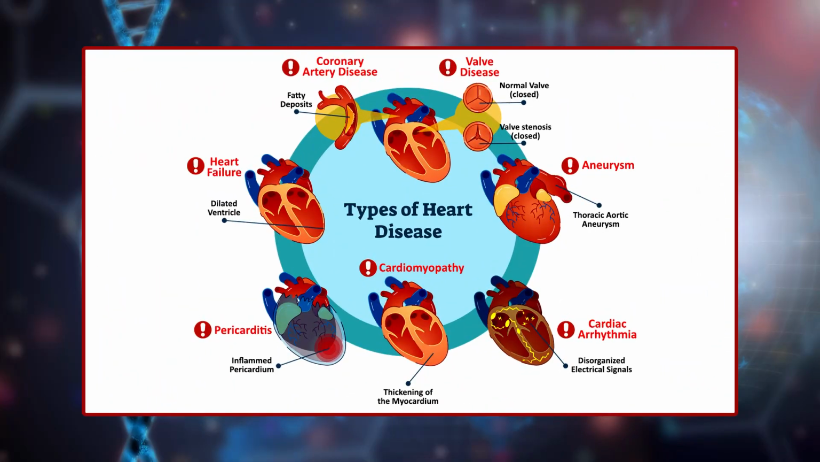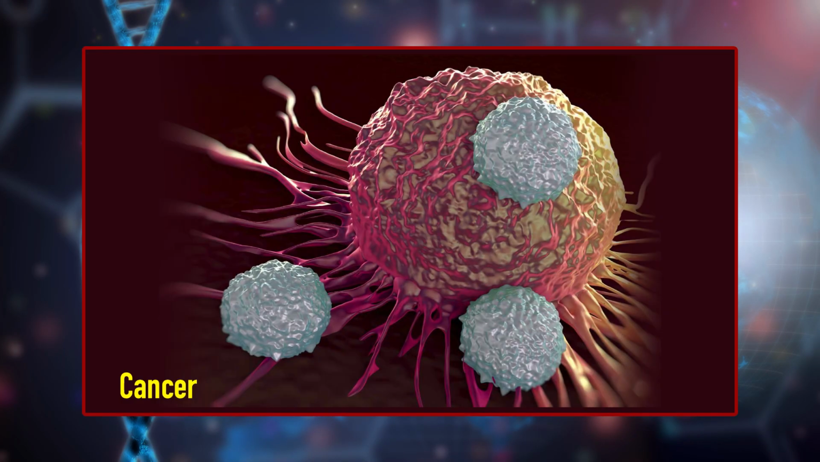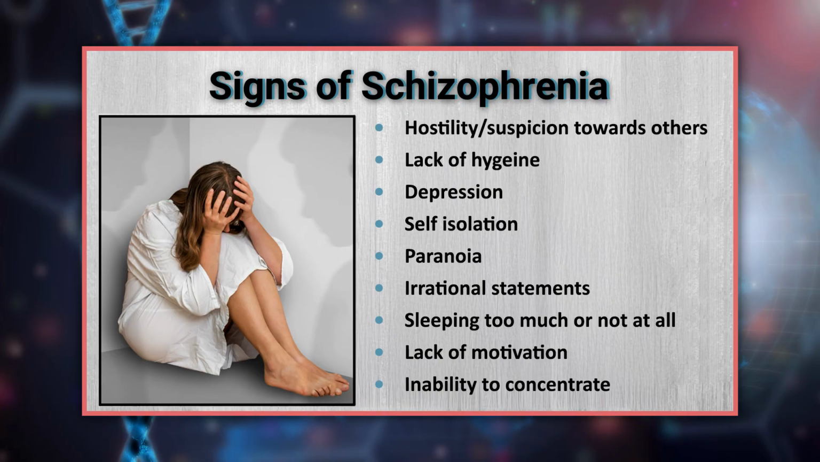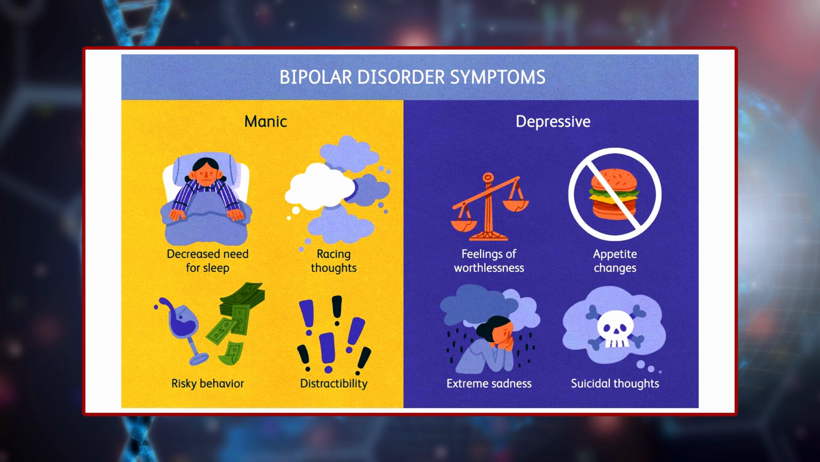Increasingly, research also is uncovering genetic variations associated with the more common diseases that are among the major causes of illness and death in developed countries. Diseases such as heart diseases, cancer, diabetes, and psychiatric disorders such as schizophrenia and bipolar disease.